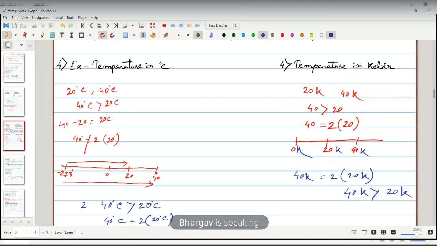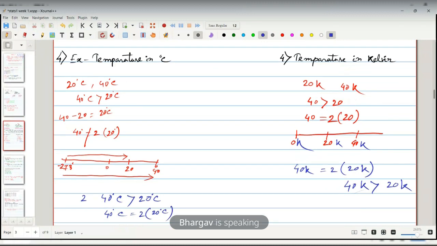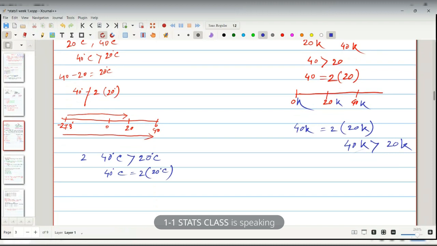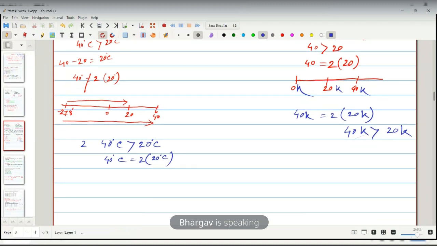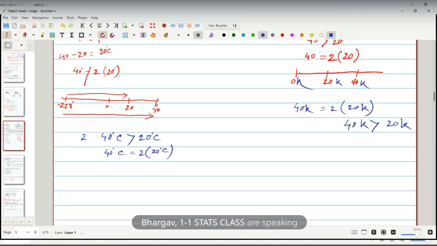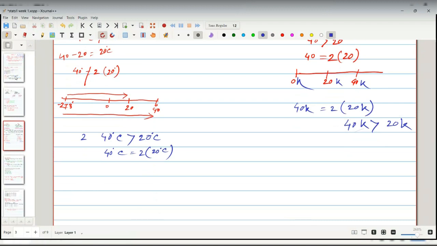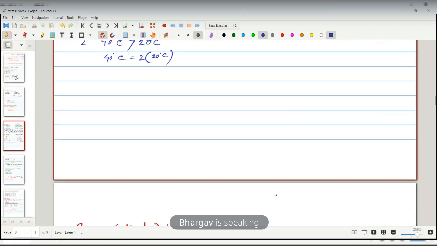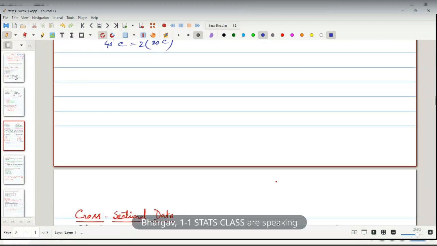Why is 2 times 20 degrees Celsius not 40 degrees Celsius? Sorry? I cannot clearly hear any words of you. Now, is it better? Please write in chat, in Telegram. I can't hear you.